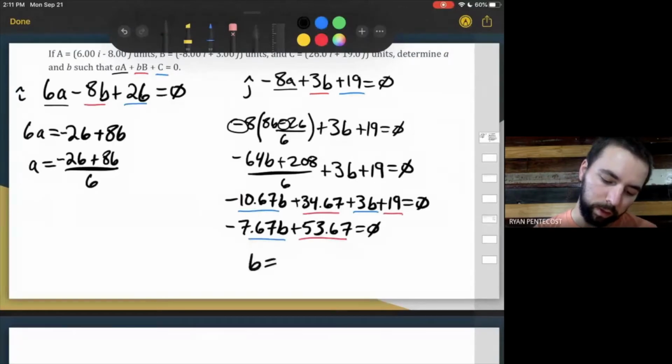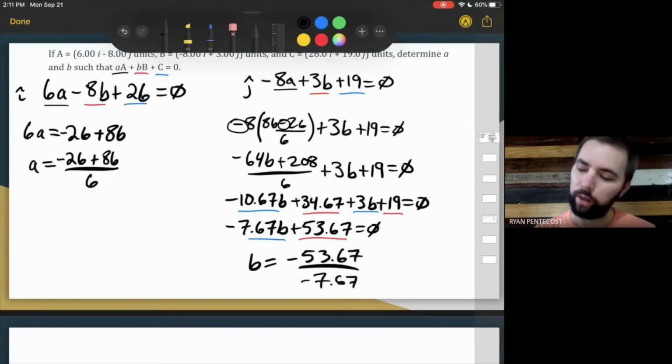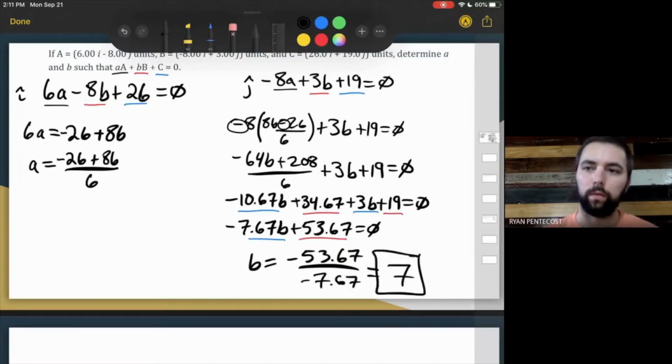b is negative 53.67 divided by negative 7.67. That comes out to 7. So we've got b. This is really more of an algebra problem than anything, but figuring out how to set it up is the hard part. Once you get the two systems of equations, it's not too bad.